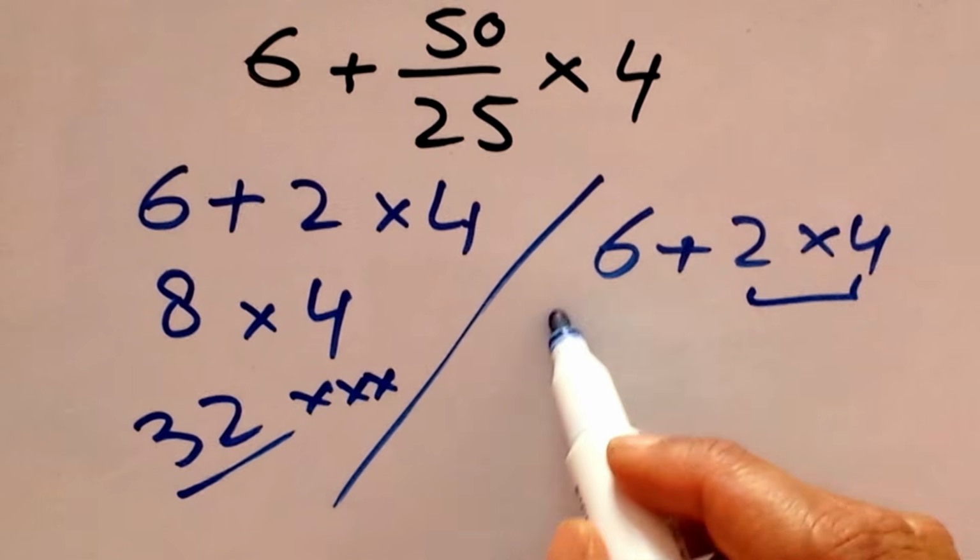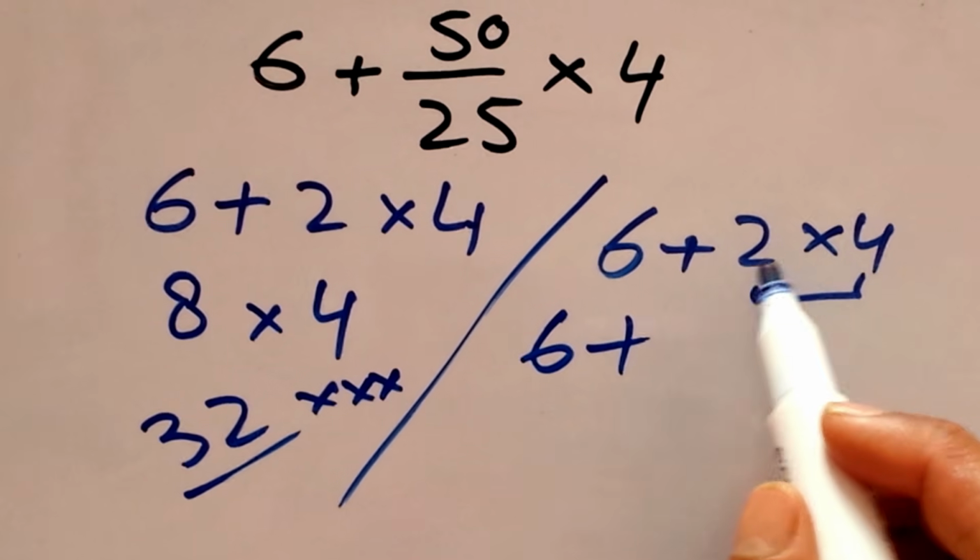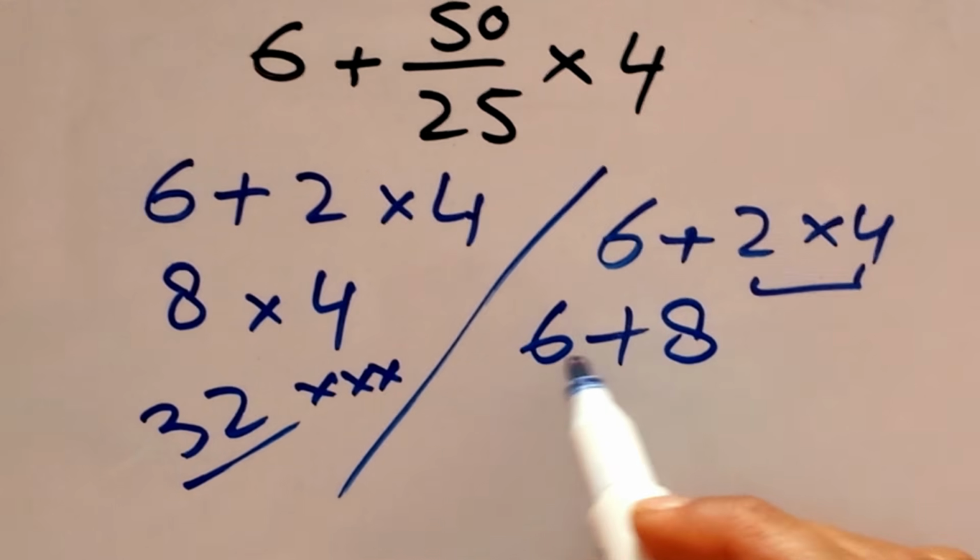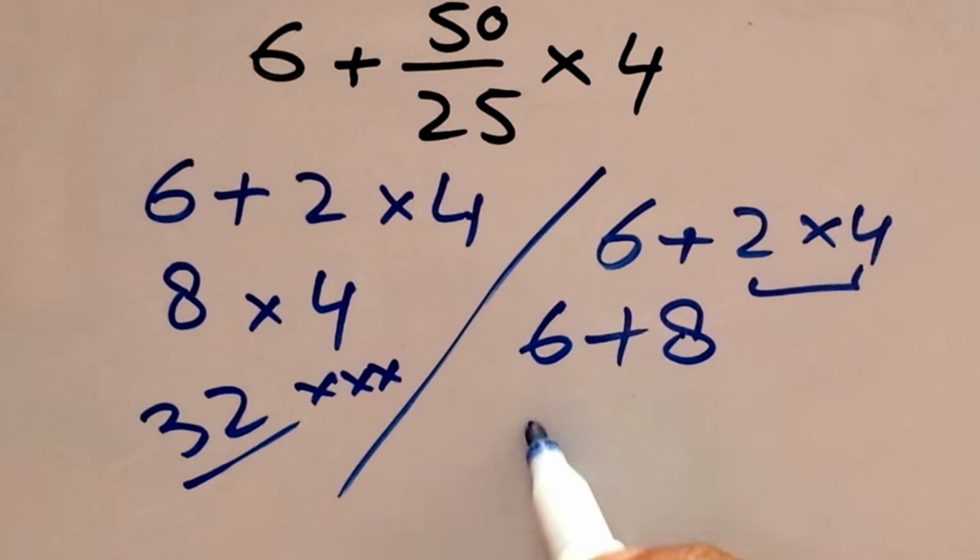Now multiply first. So 6 plus 2 times 4 equals 8, and 6 plus 8 equals 14.